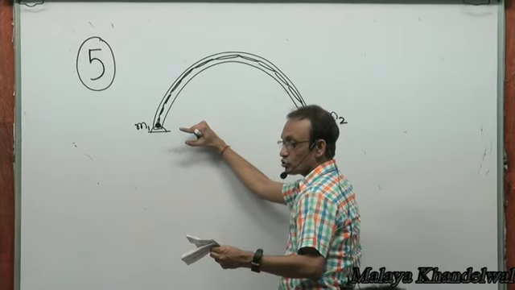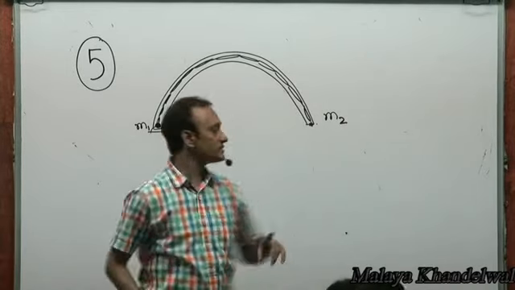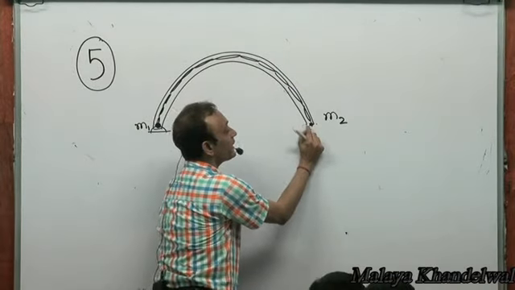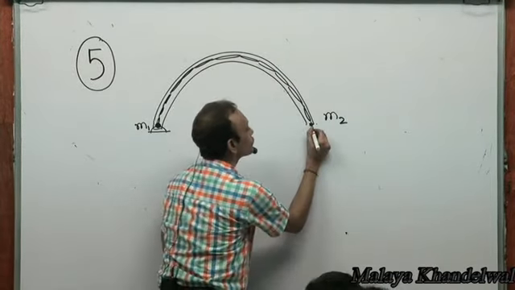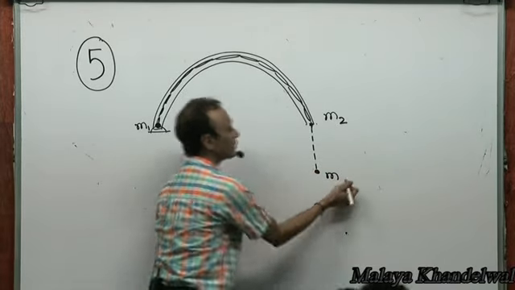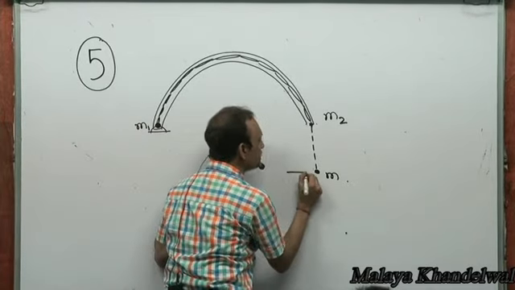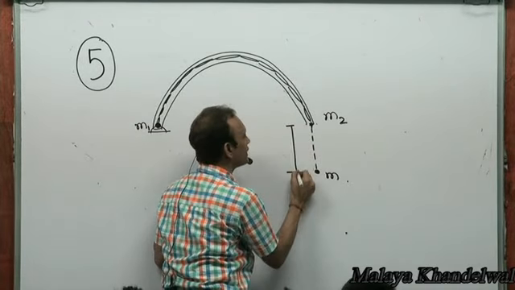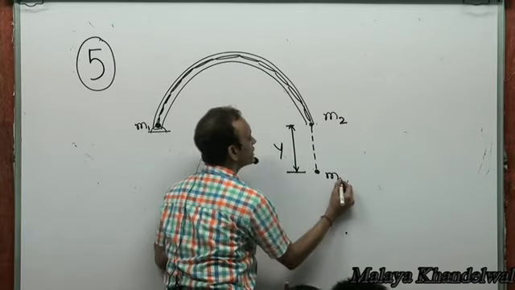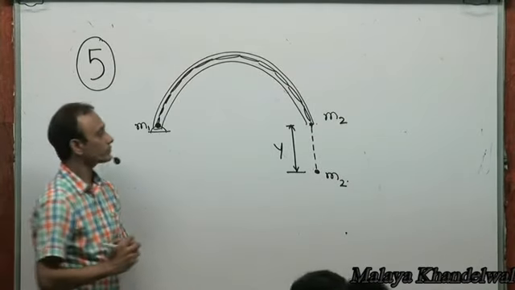Okay. See, what transpires here is this end is closed. This is the open end, right? M2 starts to fall vertically down, right? Now, up to a certain instant, M2 would have descended by an amount, y say.